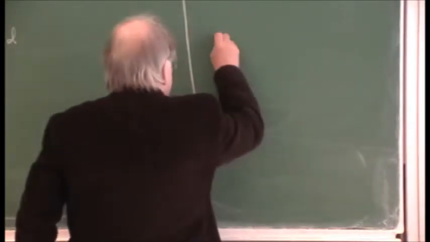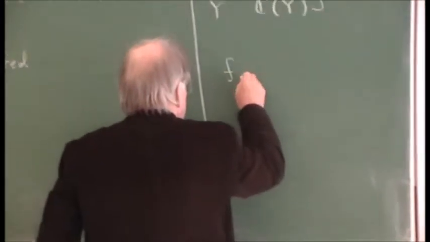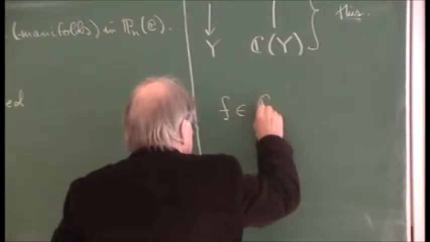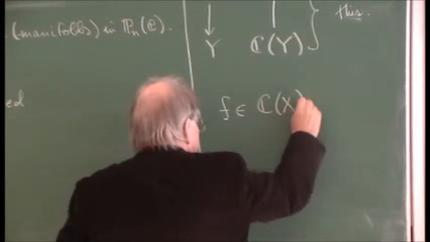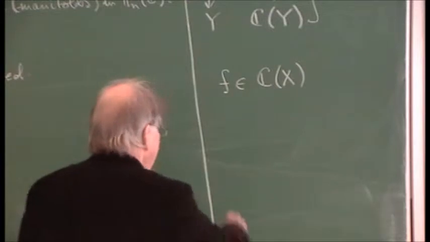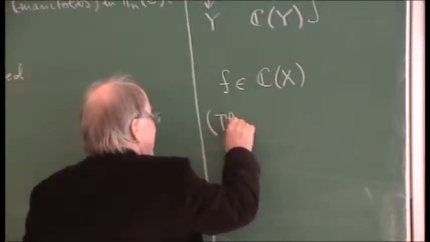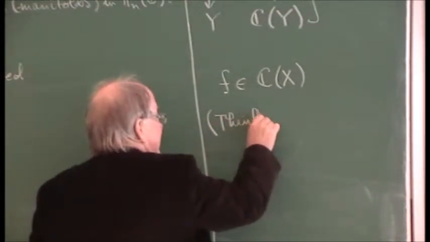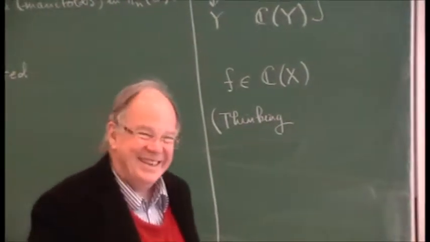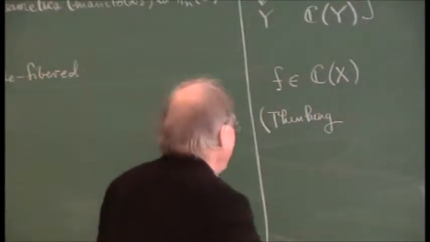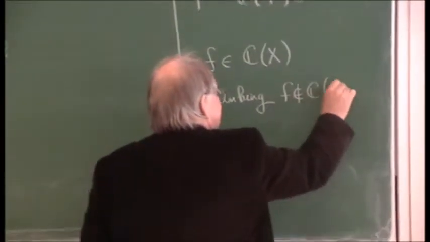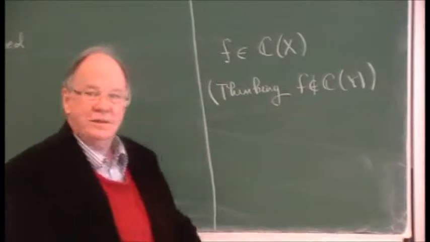So I take a meromorphic function in C(X). And I'm thinking, so that's an optimistic statement, that it's not in C(Y). And I want to understand what's going on.